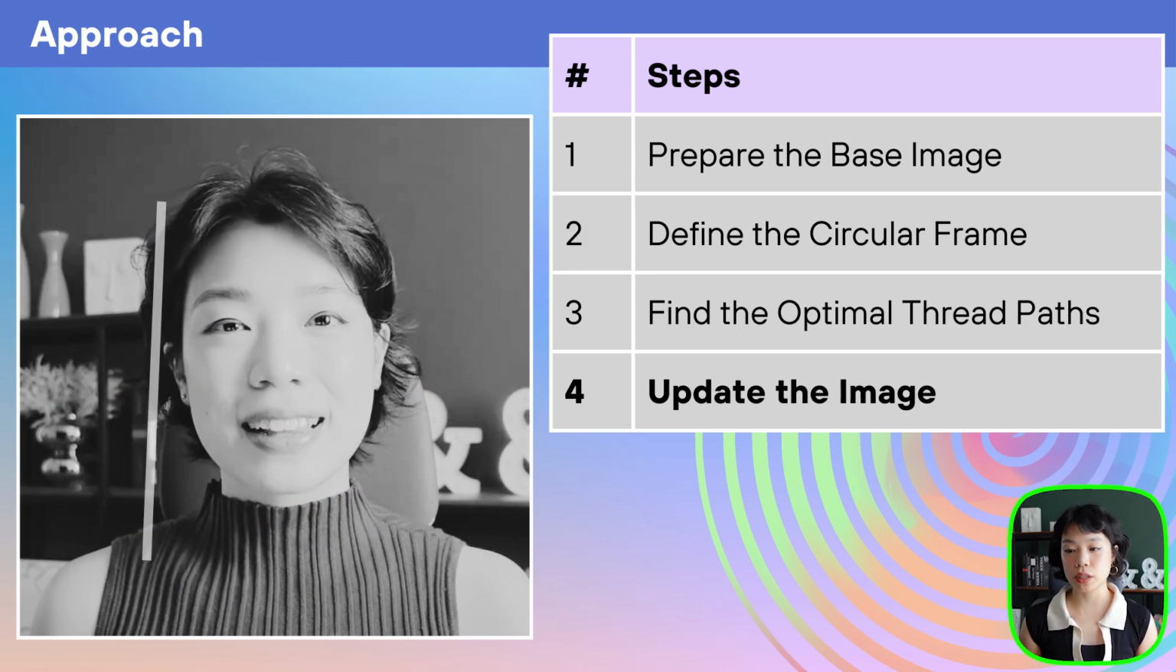Each new thread reduces brightness along its path, and the algorithm then evaluates contrast based on the modified image rather than the original. And after we repeat this process over and over again, thousands of times, then we get the pattern that we want.